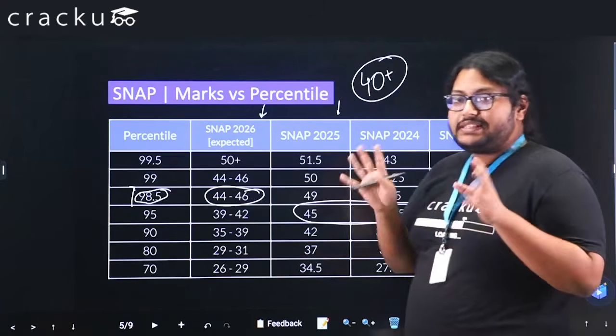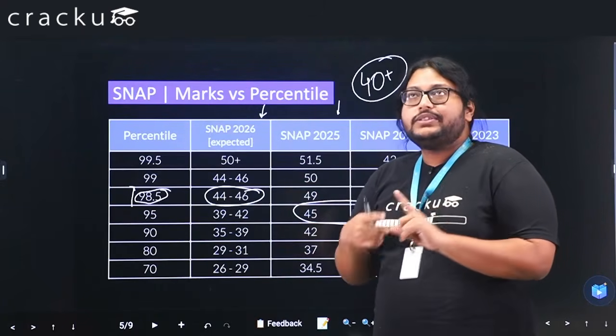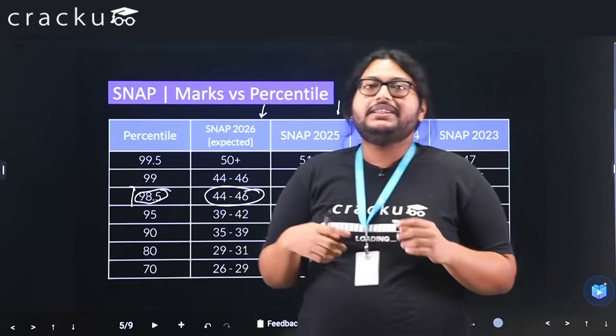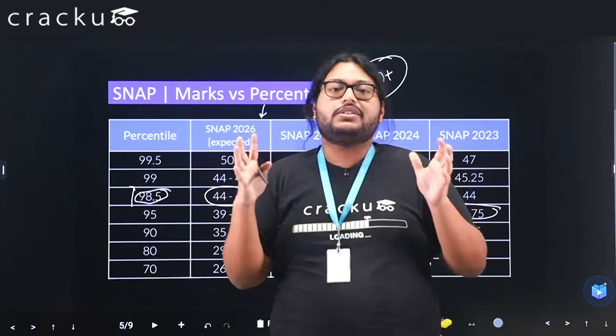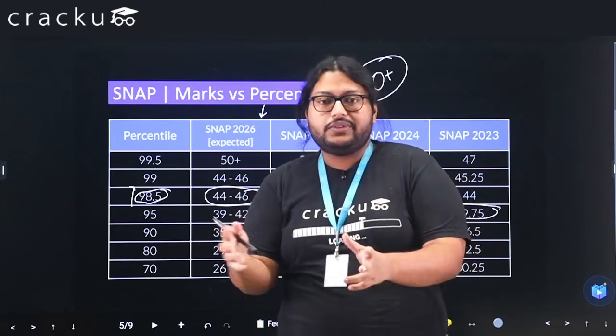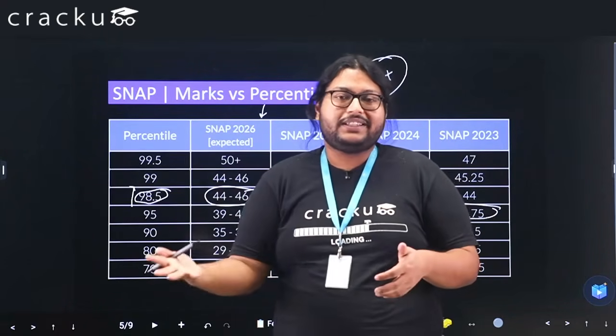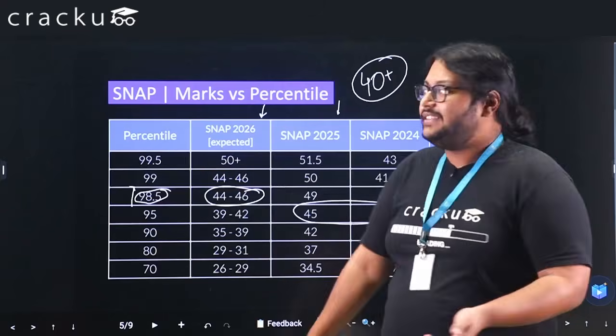There are no sectional cutoffs or anything. So that is another good thing about SNAP. All you need to do is do the best, do most of the questions so that you get a good score. And once you get a good score, that automatically translates to a good percentage.